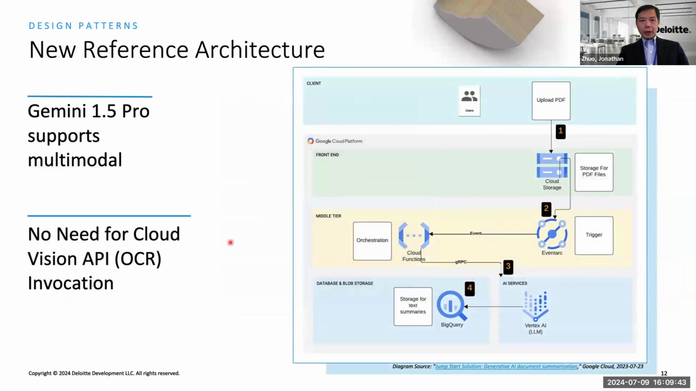And if I use Gemini 1.5 Pro, which supports multimodality, this reference architecture can be further simplified. Let's take a look. First of all, I upload a PDF file directly to the cloud storage bucket. This upload triggers Eventarc to begin the document processing phase. Nothing changed. And then Eventarc sends this event to Cloud Function, and the Cloud Function plays the role of the orchestrator and starts the document processing phase.